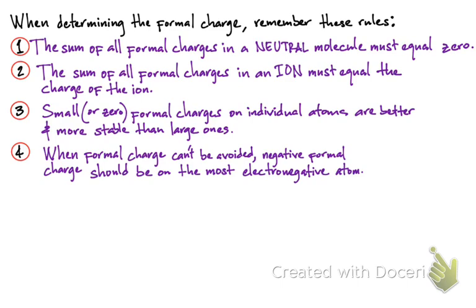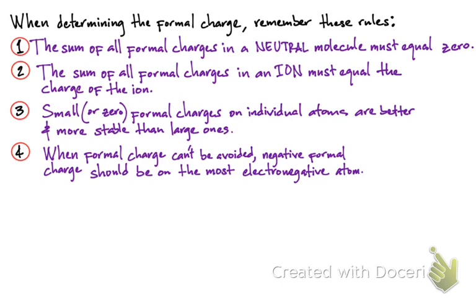Here are a few things to consider when dealing with formal charge. When determining the formal charge, remember these rules. The sum of all formal charges in a neutral molecule must equal 0. So that means that when you add up all the formal charges of each of the elements within a given molecule, they should add up to 0.